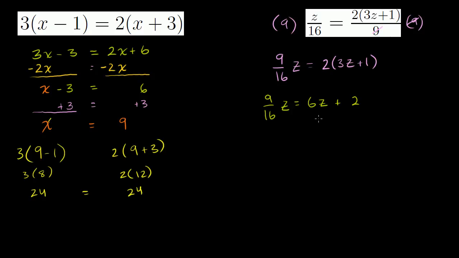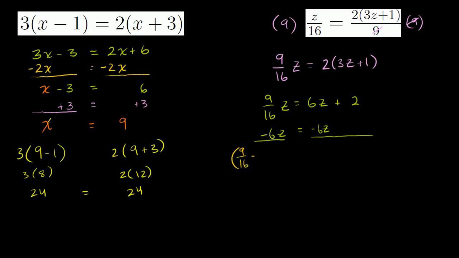Now let's get all of our z's on the same side of the equation. So let's subtract 6z from both sides of the equation. So let's subtract 6z there. And that, of course, equals minus 6z there. And what do we get? On the left-hand side, we get 9 over 16 minus 6.